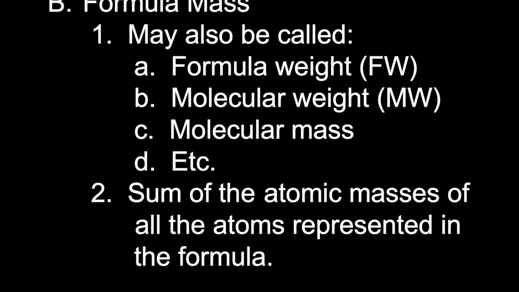So the formula mass may also be called by several other names. Sometimes it's called a formula weight and is abbreviated as FW. Sometimes you'll hear it called a molecular weight, which is sometimes abbreviated as MW. Sometimes you'll hear it called a molecular mass, and sometimes it may go by other names. But typically, if you ever hear the word formula, molecular, or even sometimes atomic, followed by the word weight or mass, what you're doing is finding out the weight of an atom or of a molecule.